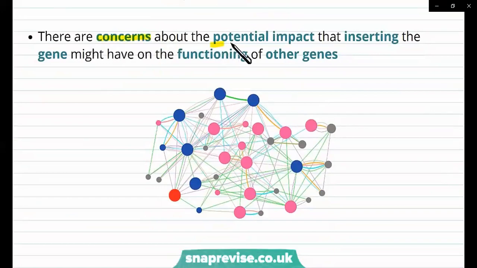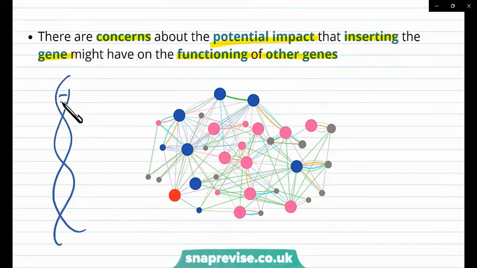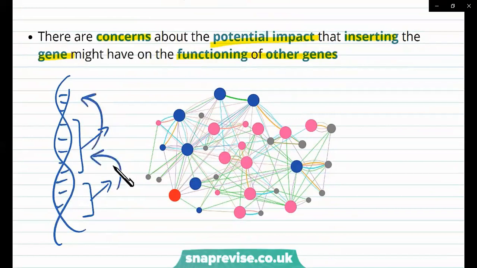There are concerns about the potential impact that inserting the gene might have on the functioning of other genes. When we think about genes, we often think of them in isolation, but that's not actually the way to think about them. We often just think that one gene codes for one protein, but actually many genes code for proteins that interact with other genes. It's a very complicated interaction, and many genes control the expression of other genes. We don't know fully if the introduction of a healthy allele might interact with other proteins. And if they're healthy proteins, they may be downregulated. So we have to be aware of all the different interactions that might happen when we carry out gene therapy.